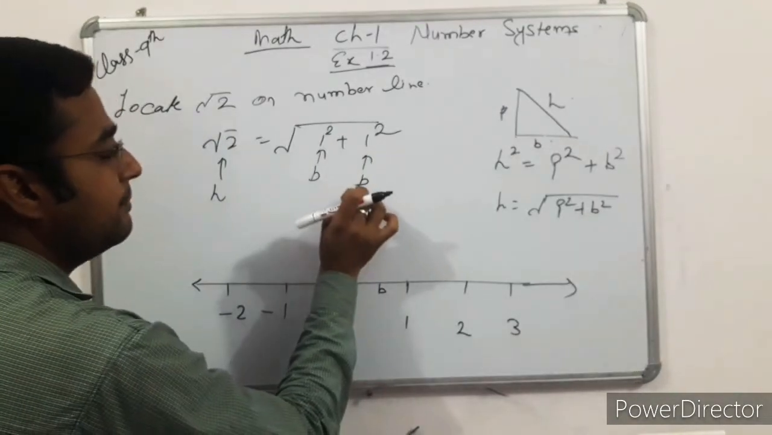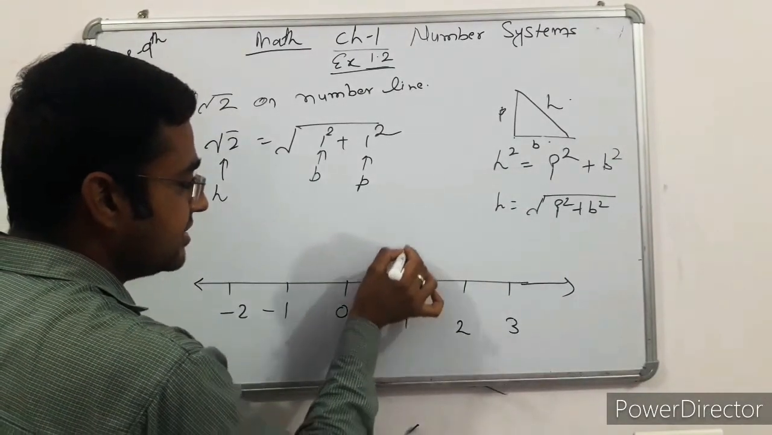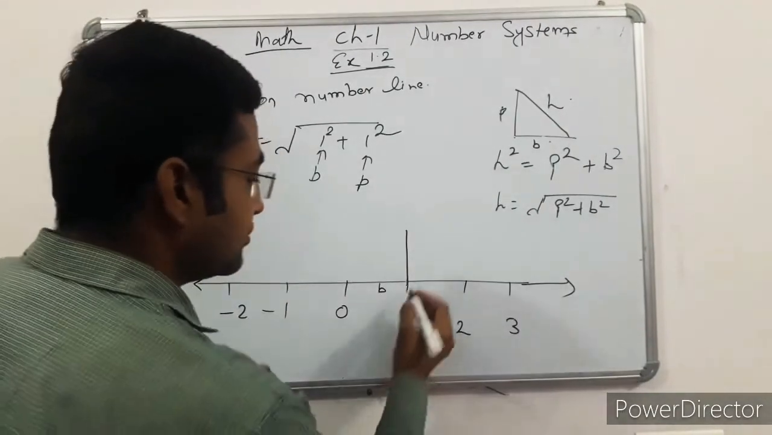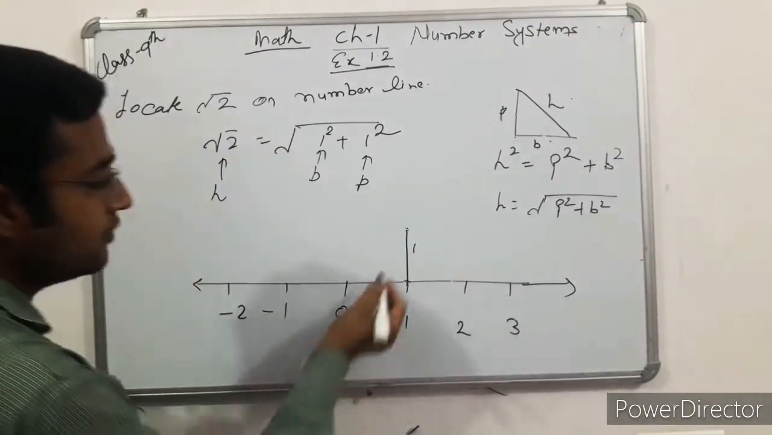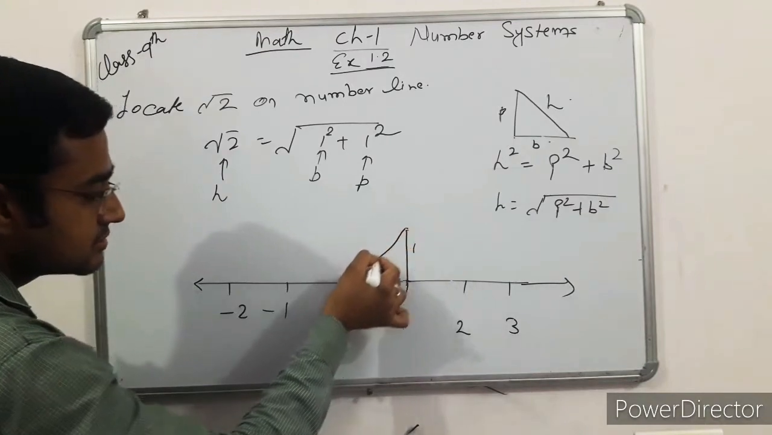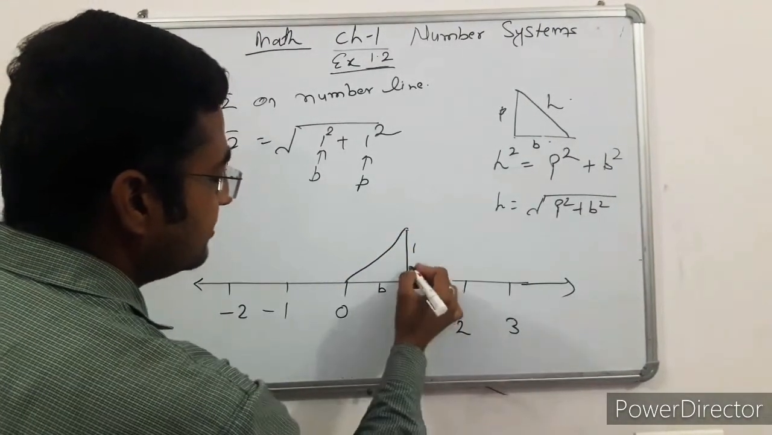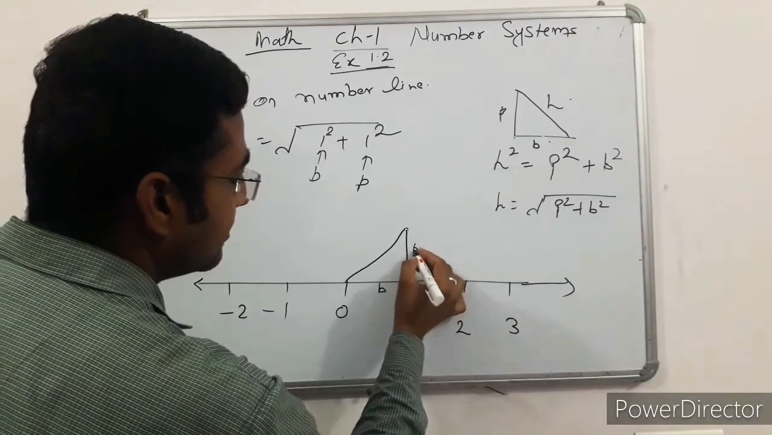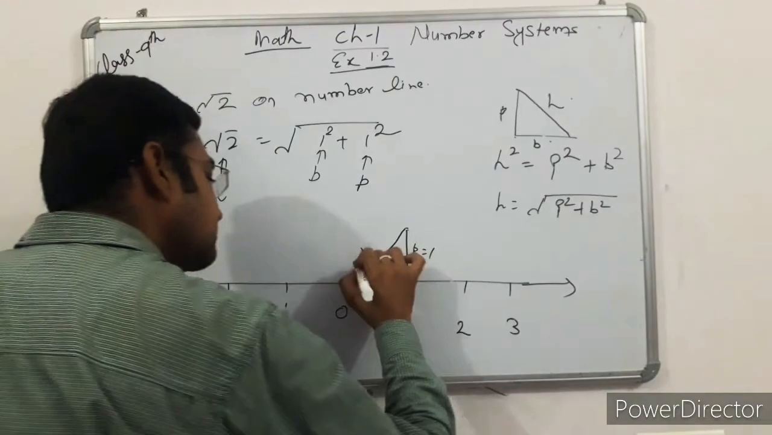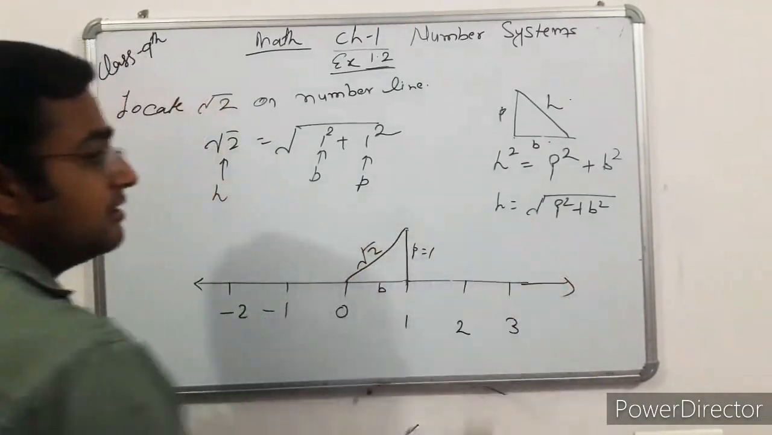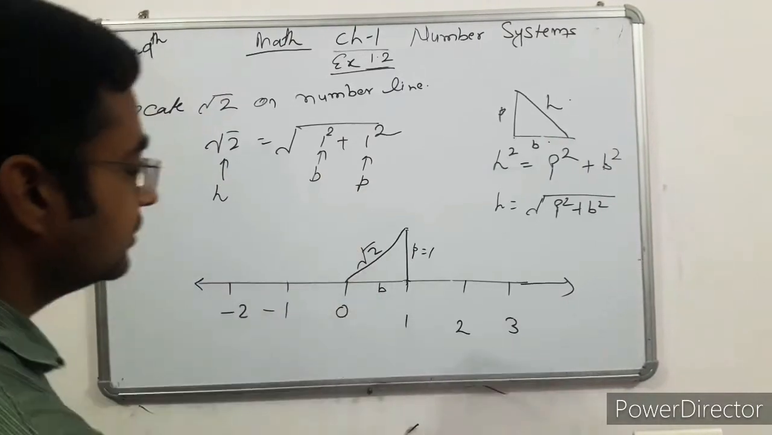Now we have to draw a perpendicular on it. This length is already 1, from this point to this point. Now draw the hypotenuse. This is a base of 1. This is a perpendicular, which is also 1. So as per the Pythagoras theorem, the hypotenuse has length root 2.